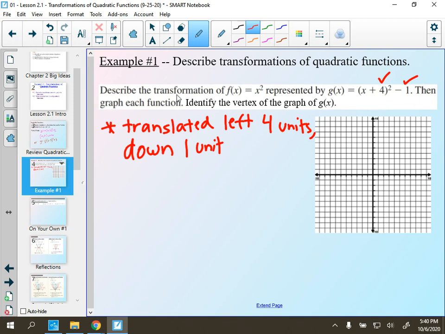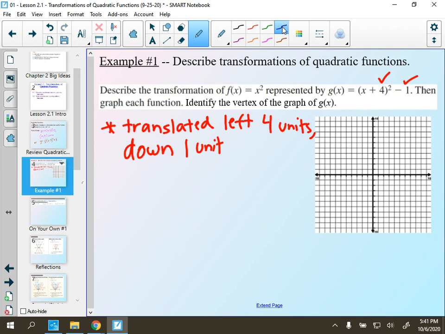All right. From there, graph each function. So it's asking us to graph the parent function, graph this new function, and then identify the vertex of this graph. So while we're on a roll here, why don't we just get the vertex out of the way, totally connected to these two numbers. All right, that's my H value and my K value.